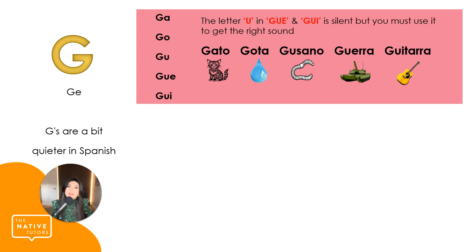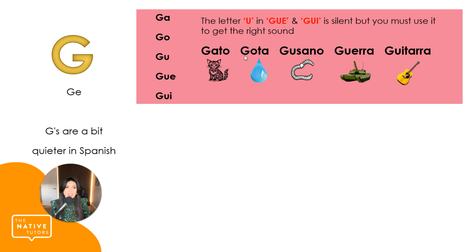So repeat with me. Repite conmigo. Ga, go, gu, ge, and not gue. The same thing that happened with the Q-U-E combination happens here. The U is silent. Not gui, but gi. Gi. Muy bien. Vamos a leer estas palabras. Let's read these words. Conmigo, with me.